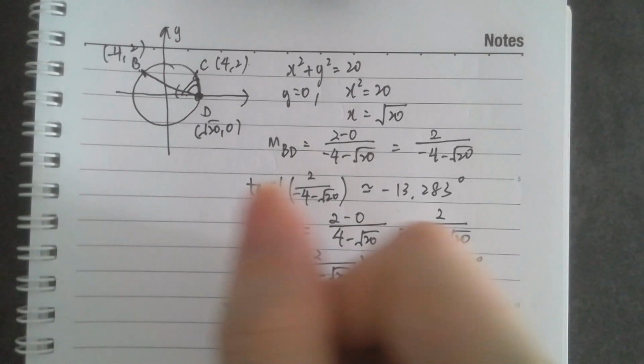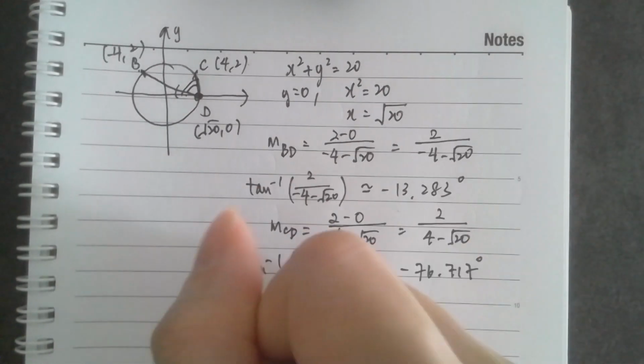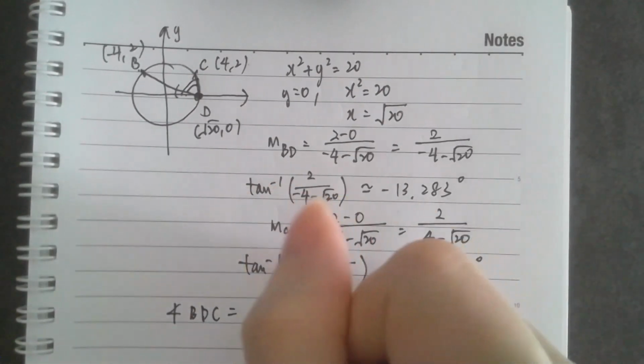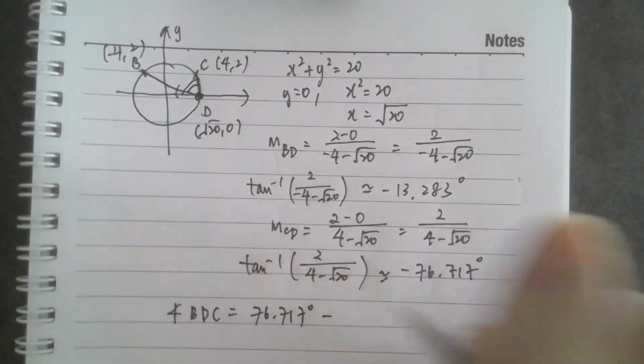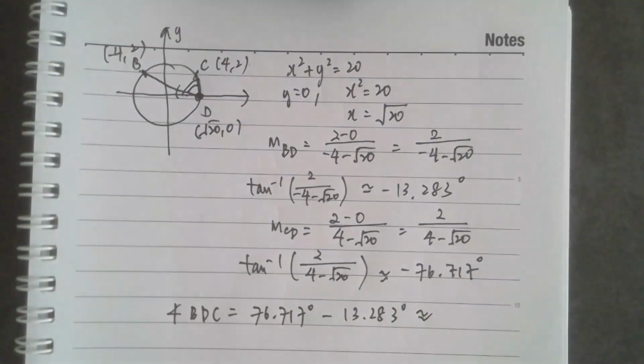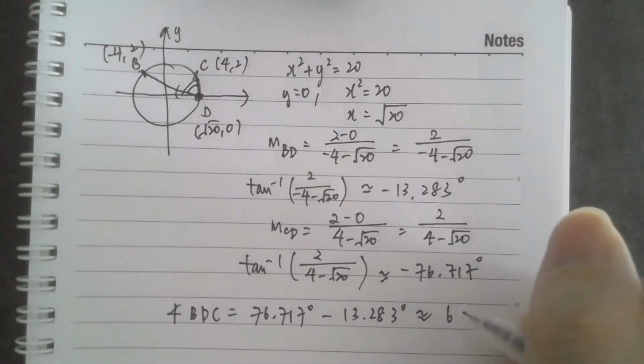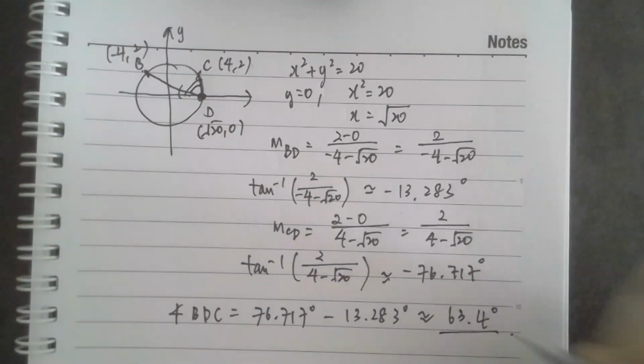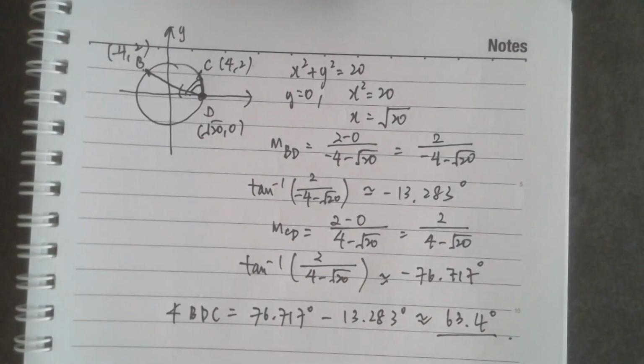So angle BDC is essentially 76.717 subtract 13.283, which roughly gives you 63.4 degrees. That's the answer for question 11, part C. That's it for this paper. Thank you for tuning in.